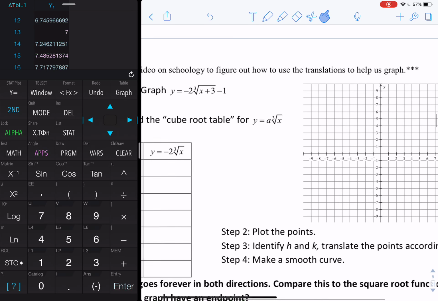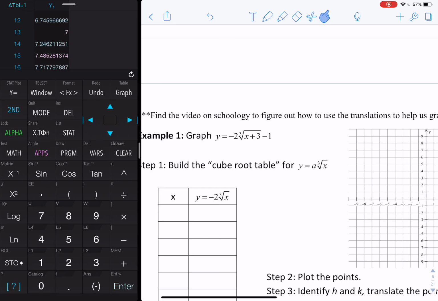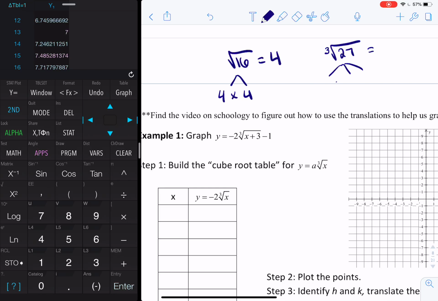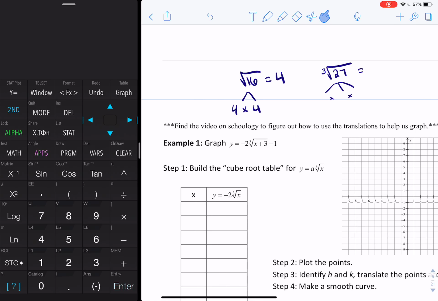All right. So now this time we're talking about a cube root function. And if you're not quite sure what a cube root function is, remember the square root of 16 is equal to 4. And that's because 4 times itself is 16. When we think about a cube root, that's trying to say, okay, well, what times what times what gives me 27. So an easy way to do this is you can check in your calculator.